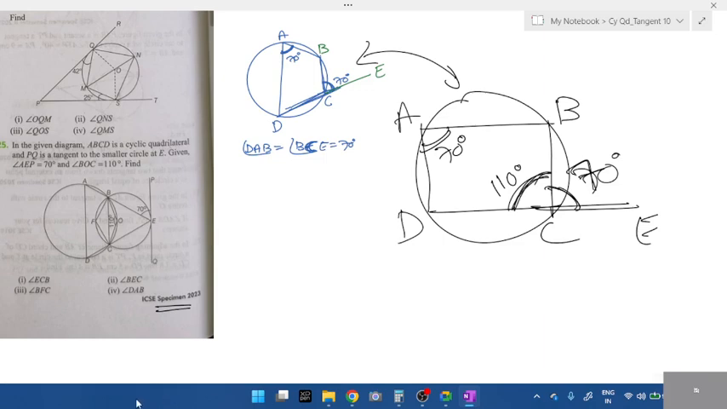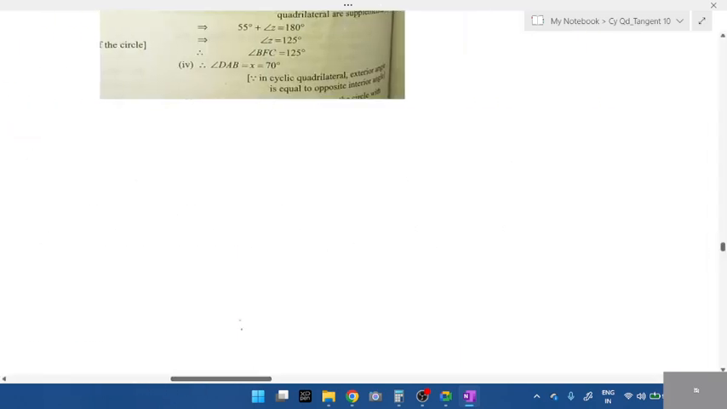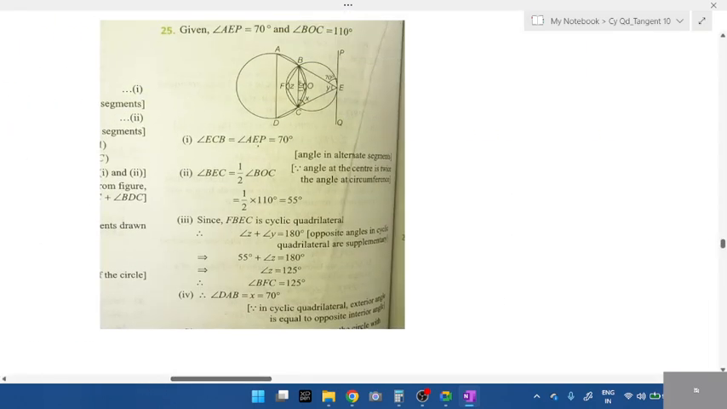Okay. So I've shared this answer in the group. You can just check once. This is how you have to write it. Angle DAB equals angle BCE, 70. So write it neatly. It should be neat like this. Angle at the center is equal to twice the angle at the circumference.